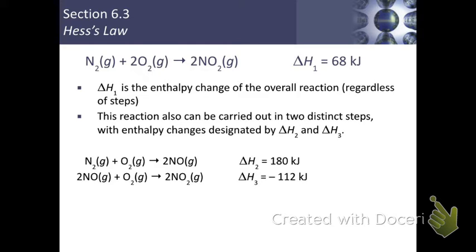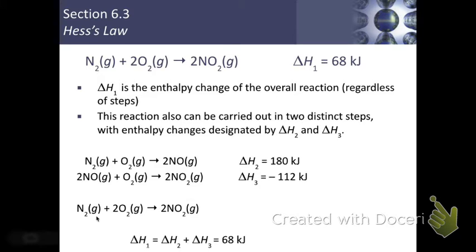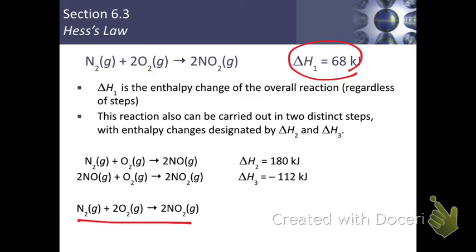Here's the reaction that we're basically trying to get to, but here are the mini reactions that take place to get us from actual reactants to actual product. We have to arrange these equations to get them to look like the actual equation. We've got to take the parts out of the mini reactions that help us get to the final product. The final reaction is listed at the top and at the bottom: N2 plus 2 O2 yields 2 NO2, and we're trying to confirm the delta H that's given.